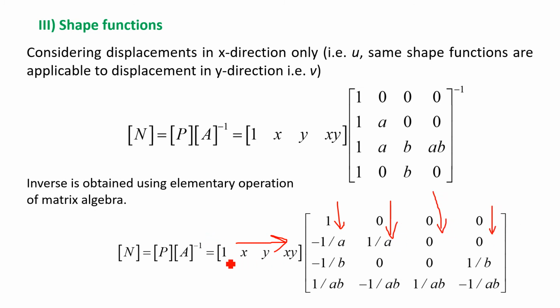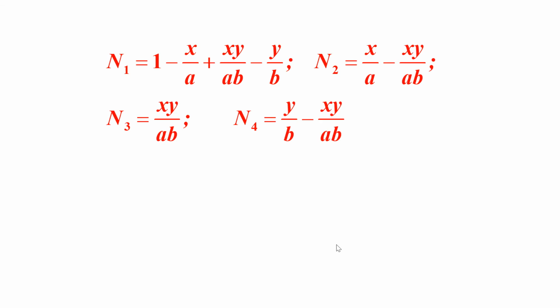If you multiply this 1, x, y, xy, this row one by one with the 4 columns, for example, 1 into 1, x into minus 1 upon a, y into minus 1 upon b, and xy into 1 upon ab, that will be your shape function 1. So if you multiply that row with the 4 columns of the inverse, you will get the 4 shape functions N1, N2, N3 and N4. Okay, so these are the shape functions for any rectangular element having size a by b. But the origin is assumed at one of the corners of the rectangular element.